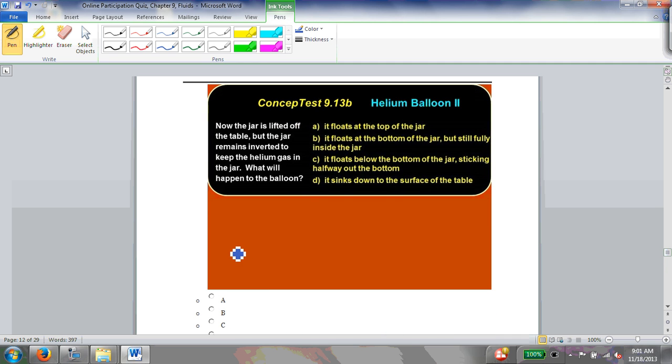Now the jar is lifted off the table, but it remains inverted. So in this case, I would take either B or C for this answer, actually. If I have helium here, the helium is not going to come out of the jar. I think in the actual concept test it says that the balloon stays right inside the jar like that. But in reality, the balloon is going to stick out the bottom of the jar just a little bit, because the weight of the balloon is actually a little bit heavier than the buoyant force of the balloon holding it up. So not quite enough to hold it fully inside the jar, but mostly inside the jar because of that added weight of the balloon and of the helium.